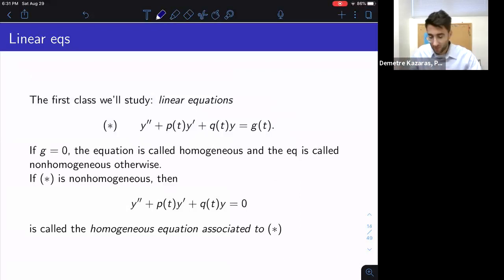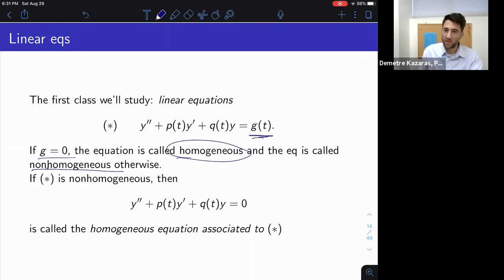Okay. So again, and also from that section, we have a similar vocabulary. If g is 0, if the right-hand side of the equation is 0, we call the equation homogeneous. Otherwise, you call it non-homogeneous. I'll remind you of this when it is necessary. It won't be for this lecture, but in the next week it will be, I think.